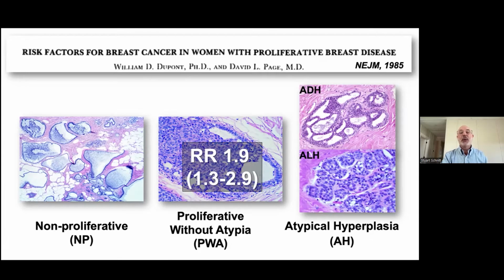What they found in this study was that proliferative lesions without atypia, the most common being what we call usual ductal hyperplasia, is associated with a relative risk of 1.9, or about 2 times the risk seen in the reference population. In contrast, the relative risk associated with the atypical hyperplasias was much higher, about 5-fold compared to the reference population.